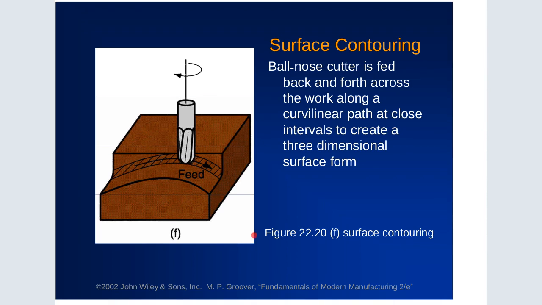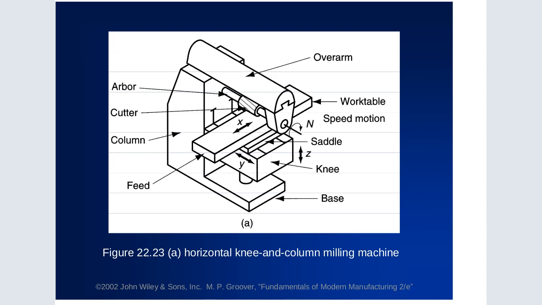Surface contouring, you can now see, is another form that these machines can do. The ball nose cutter is fed back and forth across the work along a curvilinear path at close intervals to create the three-dimensional surface form. You can see how it's doing it. It is rotating, but it is already milling that part into the shape that is needed.